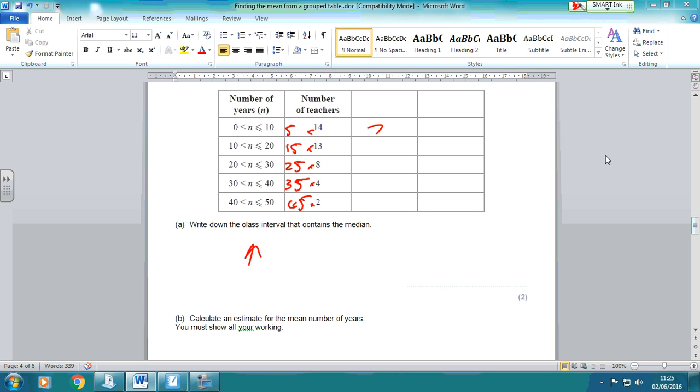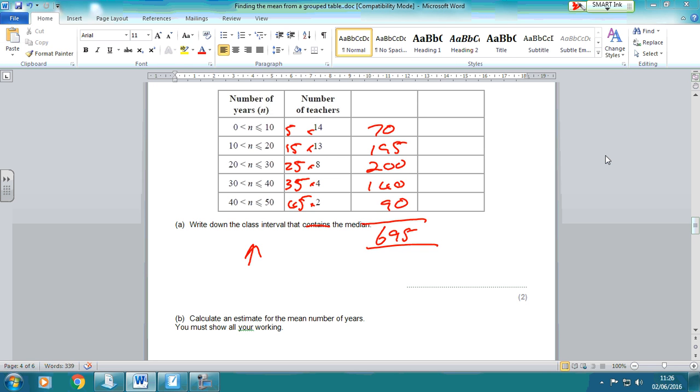5 times 14 is 70. 13 times 15 is 195. 8 times 25 is 200. 4 times 35 is 140. 2 times 45 is 90. Once we've done that, we add that up. So 195 plus 70 plus 200 plus 140 plus 90 is 695.